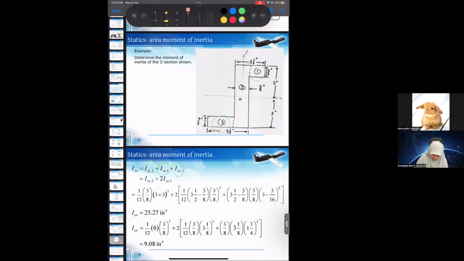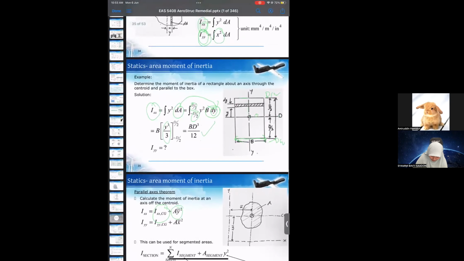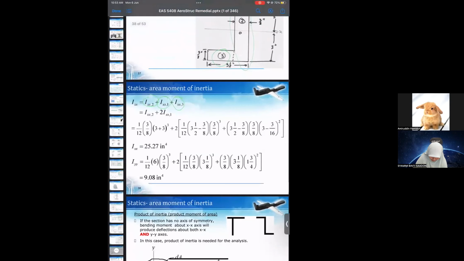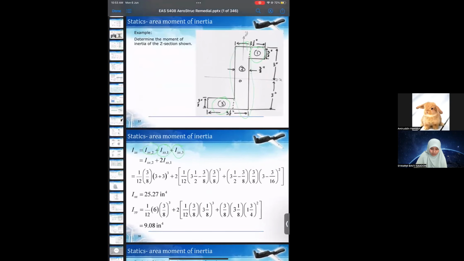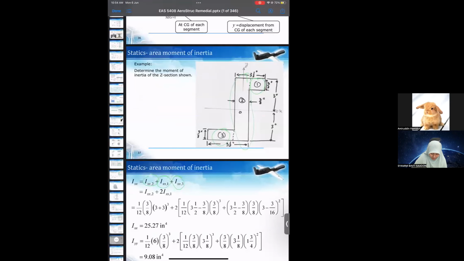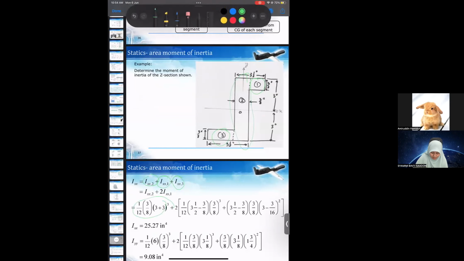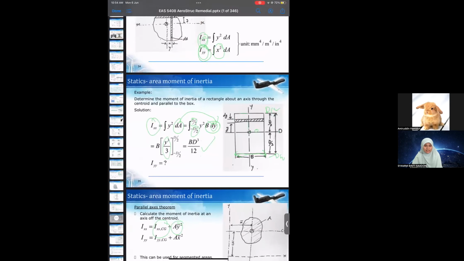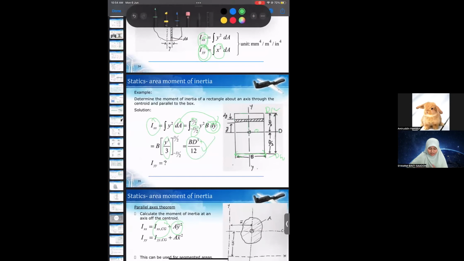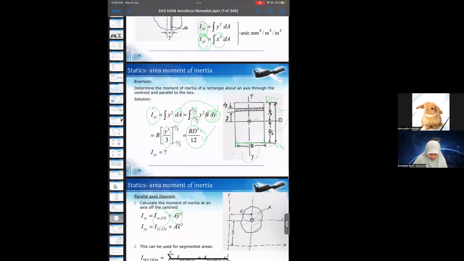For example, for surface number 2, since it is a rectangle, we can use the formula of the moment of inertia for a rectangle that we defined just now, which is bd cubed over 12, where B and D are the width and height. So we use this one.